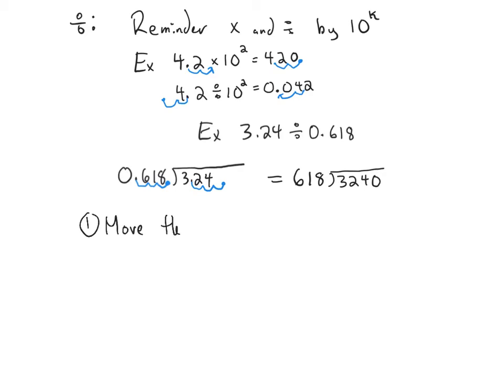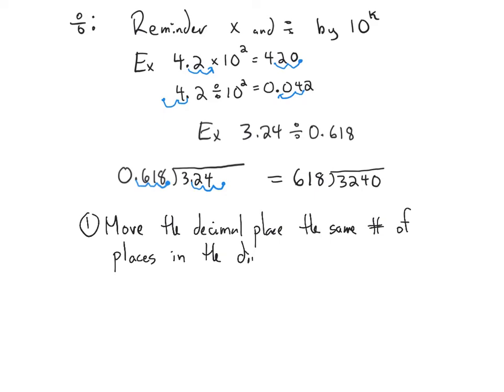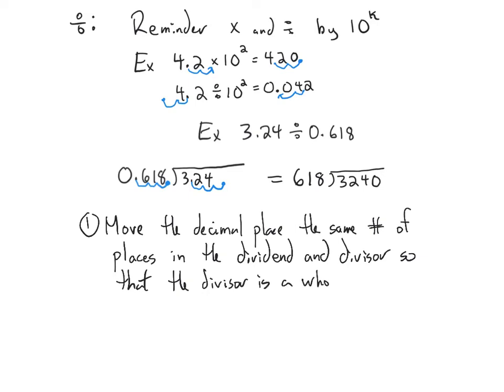Move the decimal place the same number of places in the dividend and divisor so that the divisor is a whole number. So that's what we do.